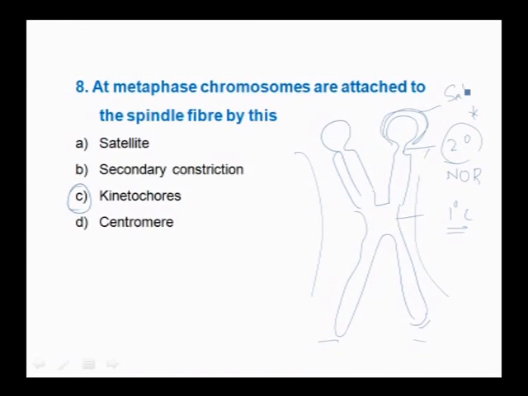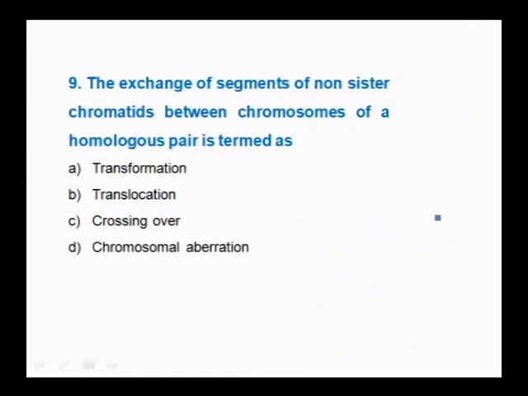Moving on to kinetochore. Kinetochore is a semilunar or subspherical proteinaceous structure which covers the primary constriction, and do remember, spindle fibers come and attach to this particular kinetochore. So the answer for this 8th question is C, kinetochore. 9th question: the exchange of segments of non-sister chromatids between the chromosomes of a homologous pair is termed as. The answer for this is crossing over, which happens during the pachytene stage of prophase 1 of meiosis.